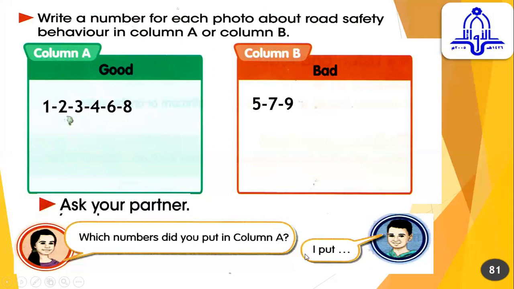He answered, of course dropping the question word which, we drop did, then we put the subject I, you turns into I, and the verb goes into past form by dropping did. The past of put is put. So I put 1, 2, 3, 4, 6, 8. So he wrote the numbers of the photos that indicate good road safety behavior. That was the first activity and the second activity.